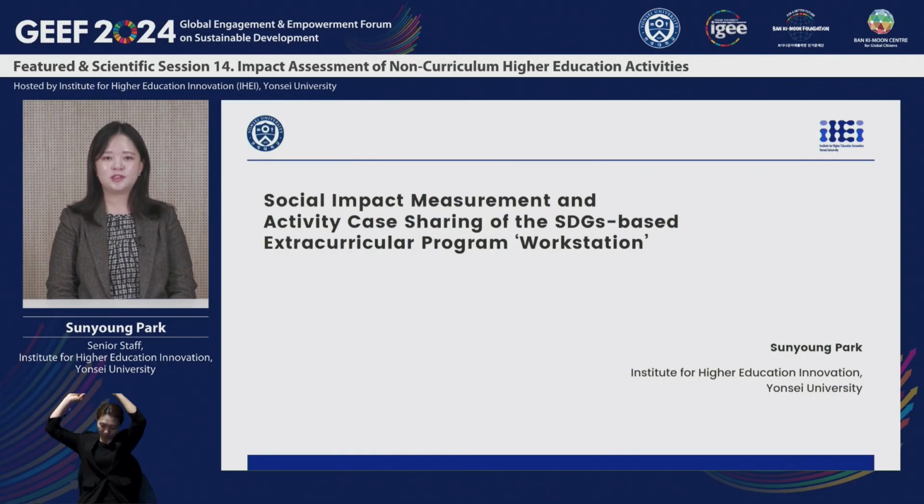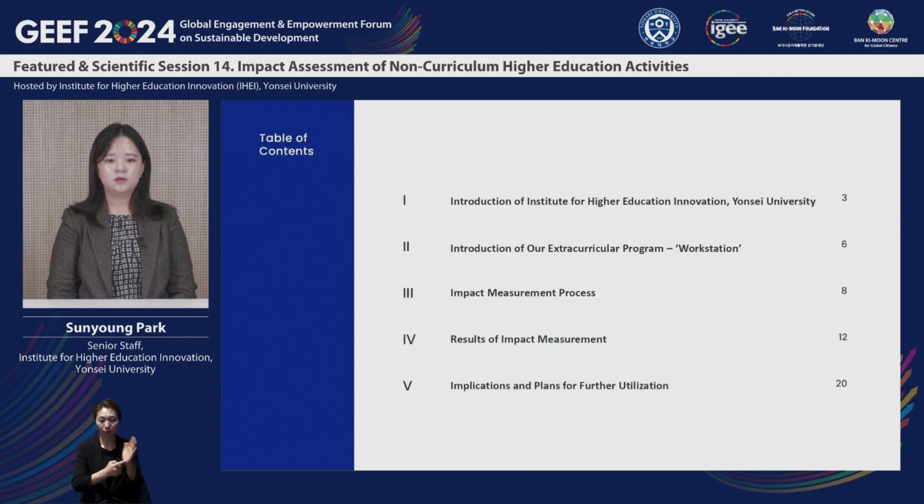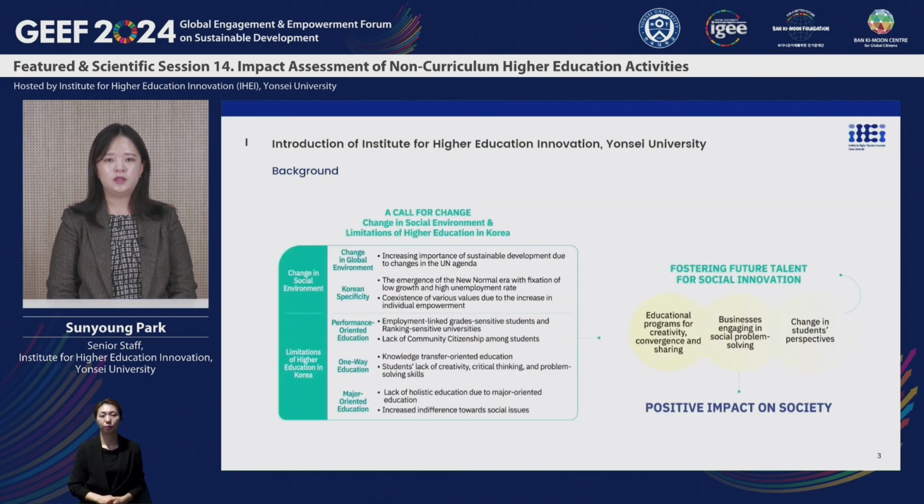Good afternoon. I am Sunyoung Park from the Institute for Higher Education Innovation, IHEI, of Yonsei University. I've been studying the role of design as a tool for solving social problems, and now I am supporting students who would like to solve social challenges and innovate society. I'm very excited to introduce our organization and students today. I will first speak about our SDG-based extracurricular program Workstation, social impact measurement, and our students will go on to share with you some case studies. Here's a table of contents for today's presentations.